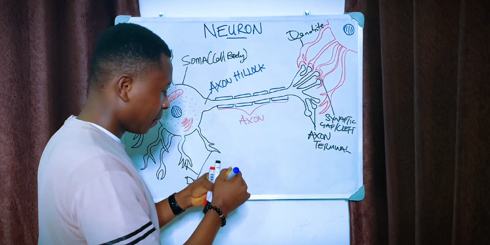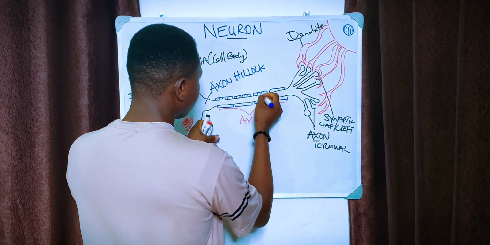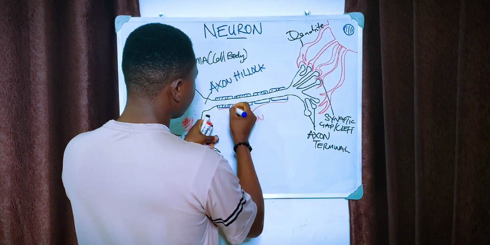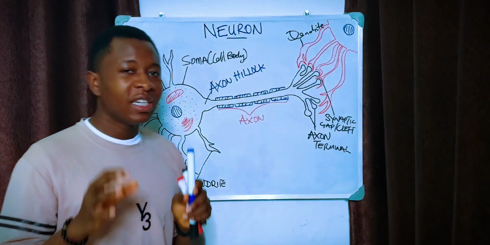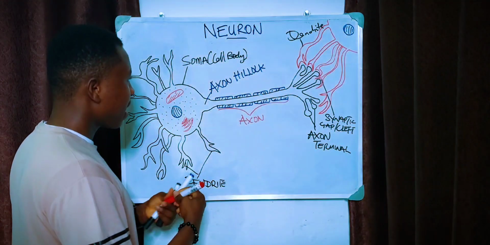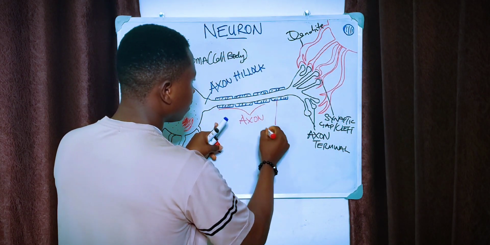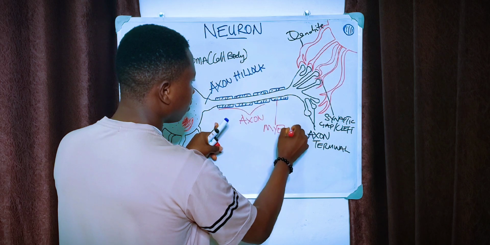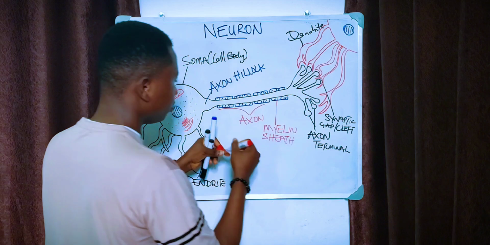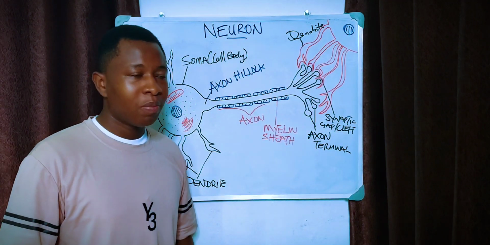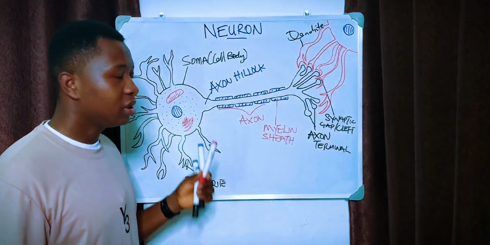Now, these things attached here are called the myelin sheath. So let me label it here. Myelin sheath. Now, it is very important, but not all neurons have it. That is why I didn't draw the myelin sheath at first.